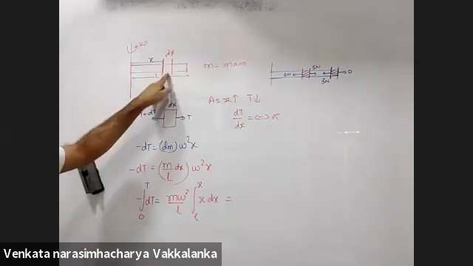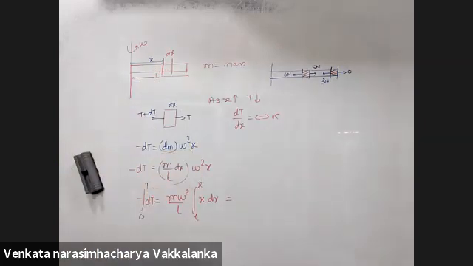Do not cut the material and place a string of negligible mass when the acceleration is not constant. Here acceleration is not constant. Omega square x, x is changing. So acceleration is not constant.